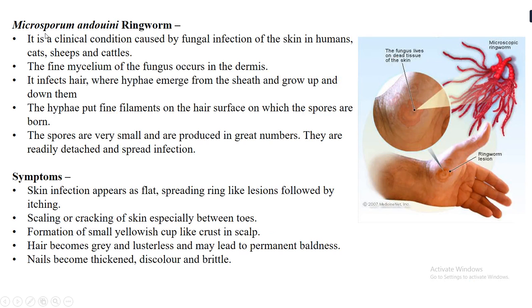The next one is Microsporum audouinii, which is commonly called ringworm, or dermatophytosis. It is not a worm. It is a clinical condition which is caused by fungal infections of the skin in humans. It is also seen in cats, sheep and cattle.